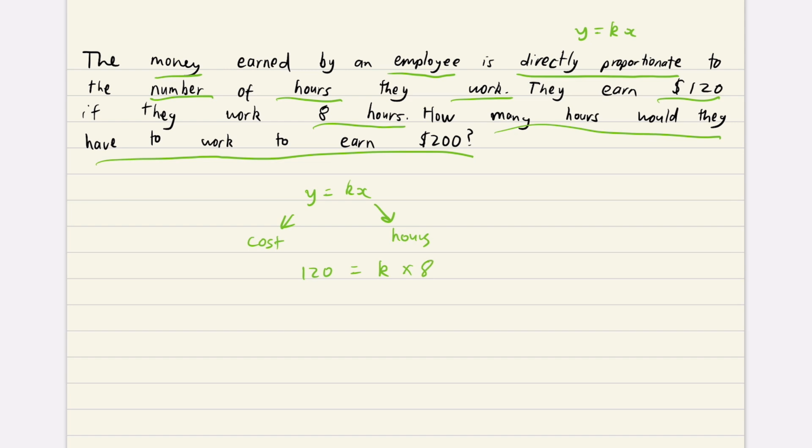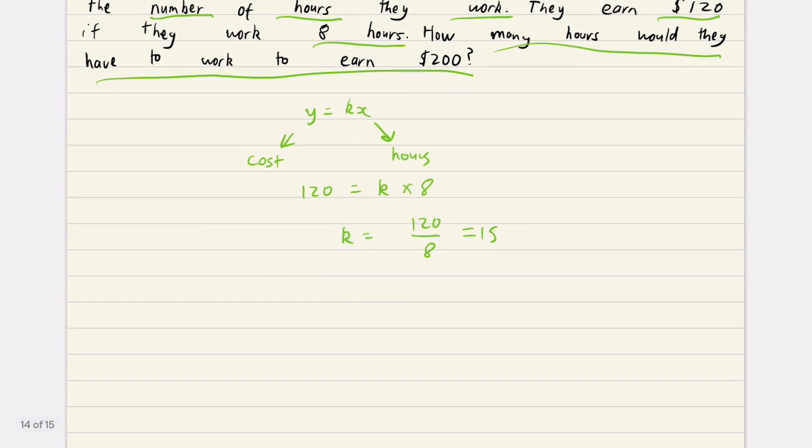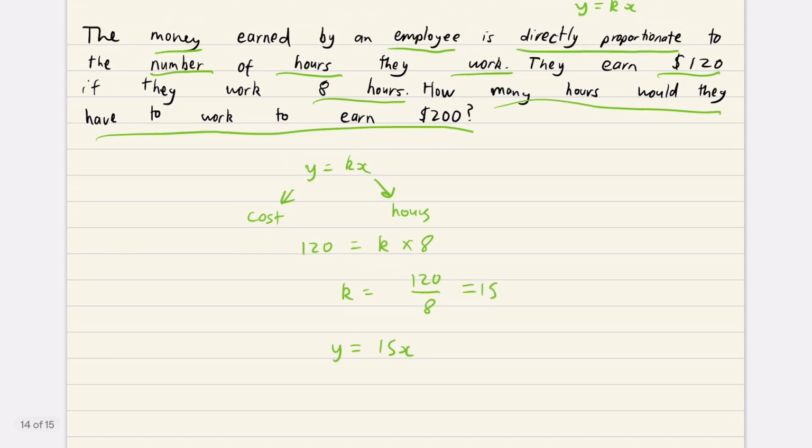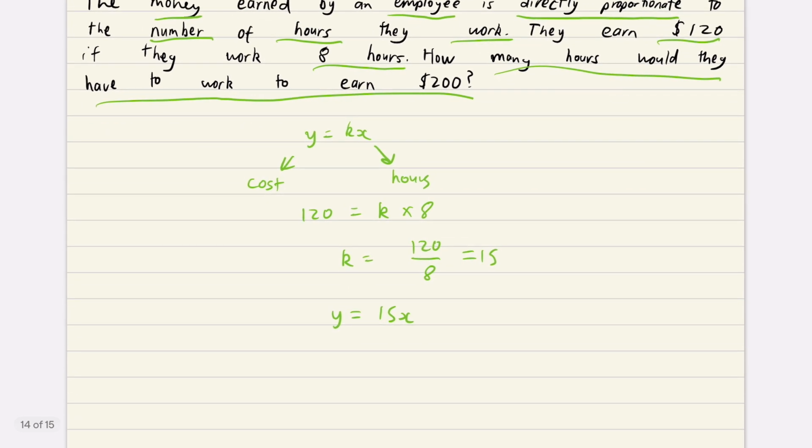Okay, so we can solve for our gradient k, our slope. So k is simply going to be equal to 120 divided by 8, which is equal to 15. So now our new equation, our direct proportionate equation, will be y is equal to 15x, or basically the money we earn is directly proportionate to the amount of hours we work by a factor of 15, okay?